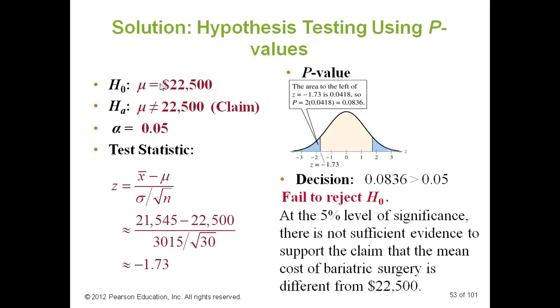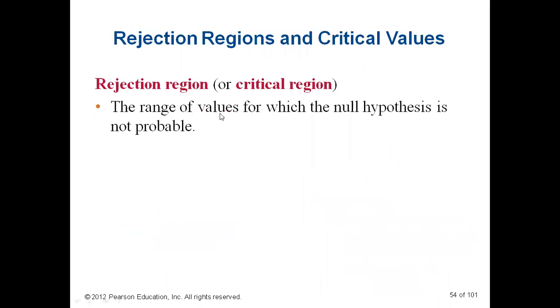It means mu equal to $22,500 will be accepted. This claim is supported. So at the 5% level of significance, there is no sufficient evidence to support the claim that the mean cost of bariatric surgery is different from 22,500. It means we do not have enough evidence to support the alternative hypothesis. Okay.